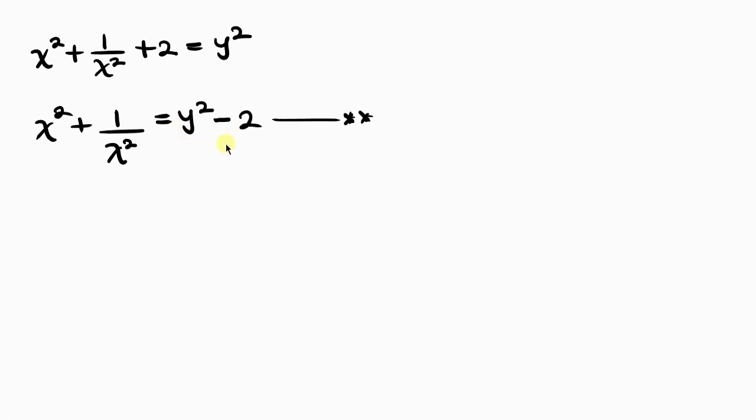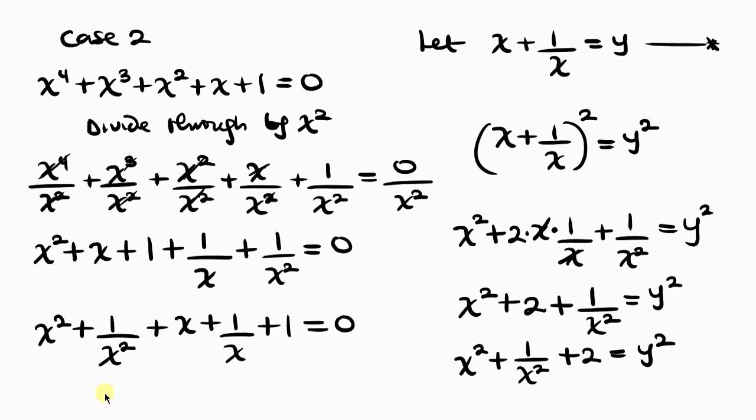Now let's substitute this into our previous equation. Let me show you real quick. Alright, so this is the equation we are substituting into. So for x squared plus 1 over x squared, we're going to be substituting y squared minus 2. And for x plus 1 over x, we're going to be substituting equation star, which is y. Let's do that.